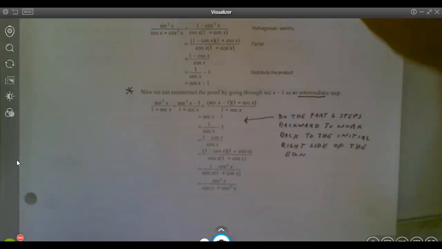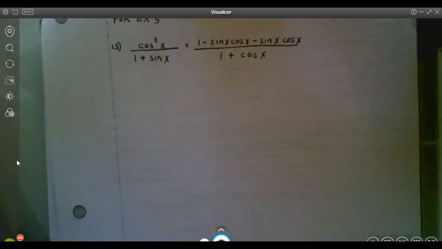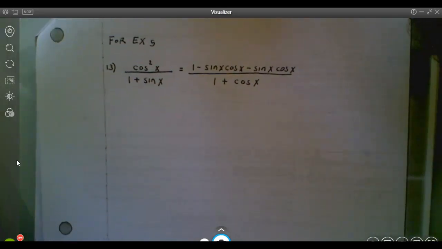So this is a tough process. So let's go through one of these together. I can only assume you guys will be excited to do this one.